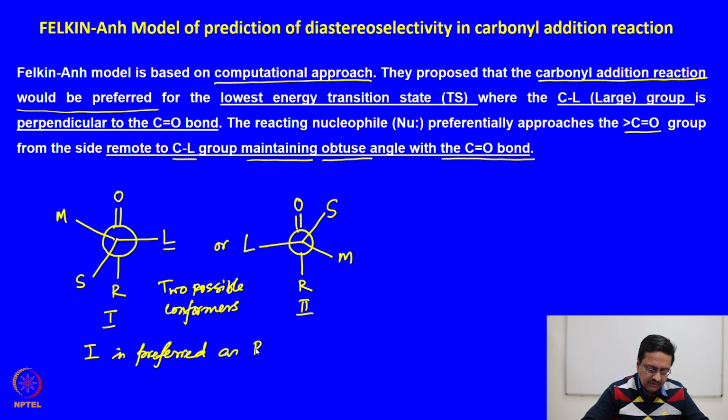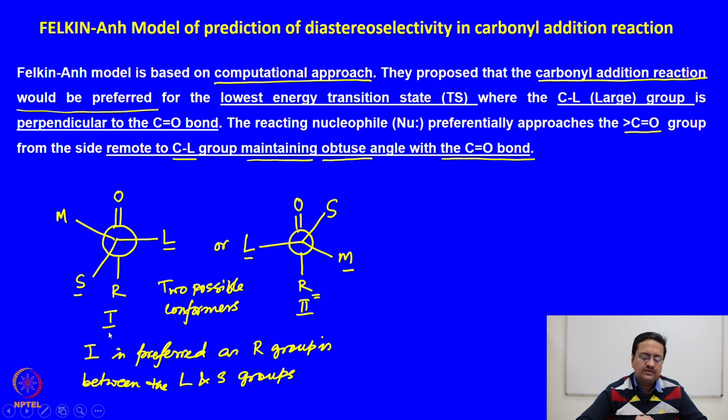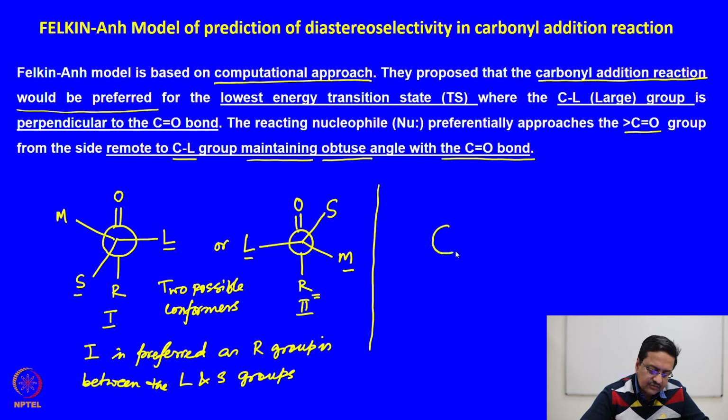as R group is between the L and S groups, while R here is between L and M. So, this conformation 1 for the transition state is favored over the 2. So, when that is established, that one conformation is preferred, then how the reaction would proceed?